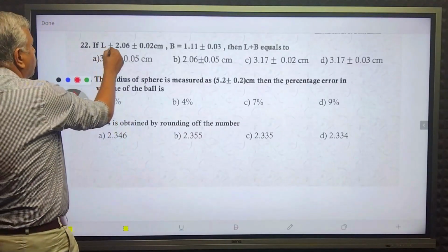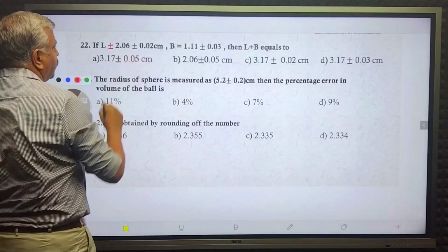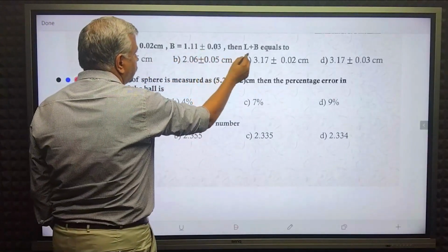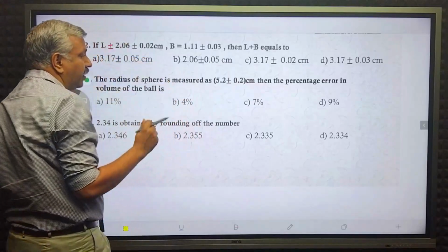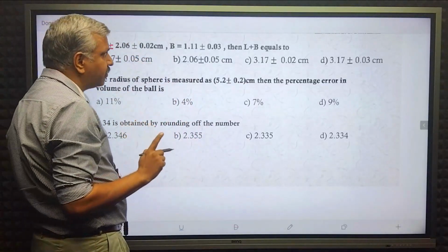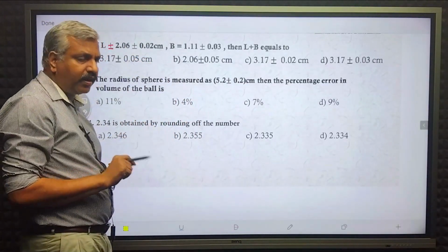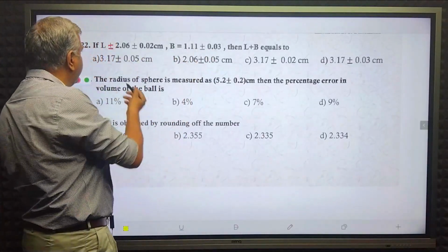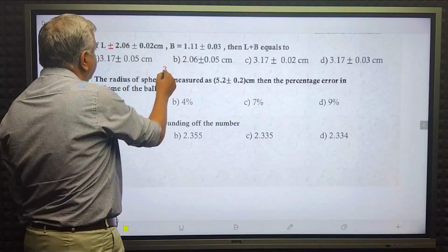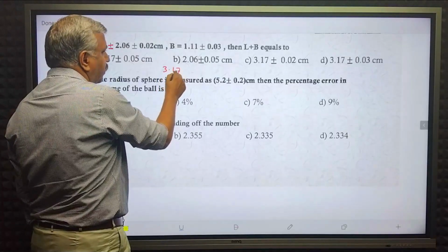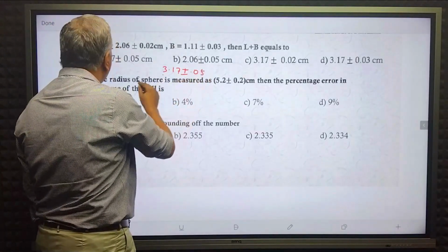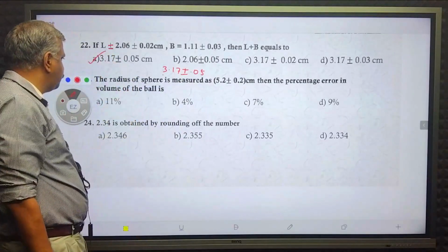22, L is equal to 2.06 plus or minus 0.02. B is equal to 1.11 plus or minus this much. So L plus B equals how much? Remember, whenever physical quantities are added, the absolute errors are added. So in this case, it is 0.02, 0.03, it should be 0.05. So if I add them, I'll get 3.17. So the answer should be 3.17 plus or minus 0.05. So option A seems to be the right one.